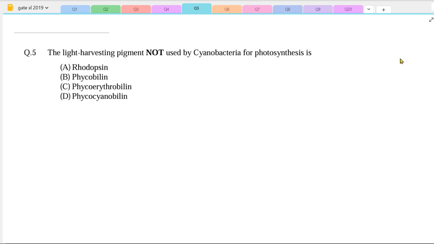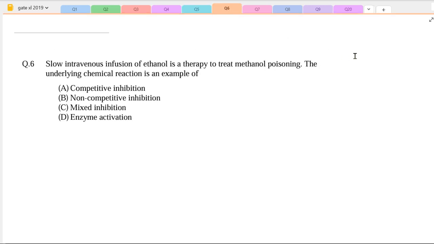The light harvesting pigment not used by cyanobacteria for photosynthesis is. Here it's pretty easy. The correct answer here is rhodopsin. If you see the other three, that is phycobilin, phycoerythrobilin or phycocyanobilin. Phycocyanobilin already has the name cyano. All these three are involved in light harvesting reactions for photosynthesis. However, rhodopsin is not found in cyanobacteria. Moving on to the next question.